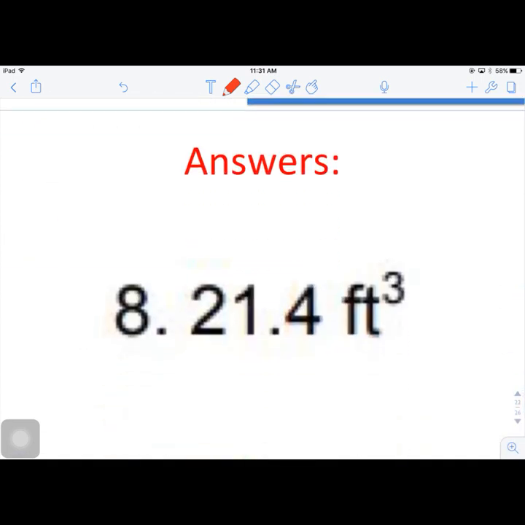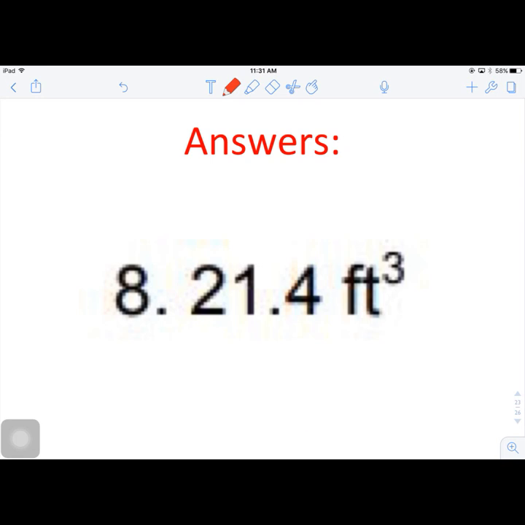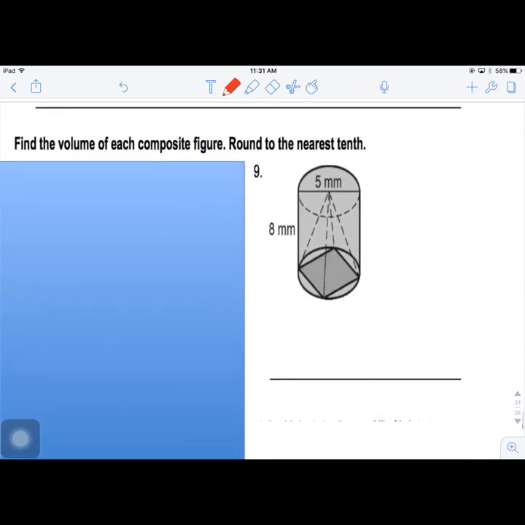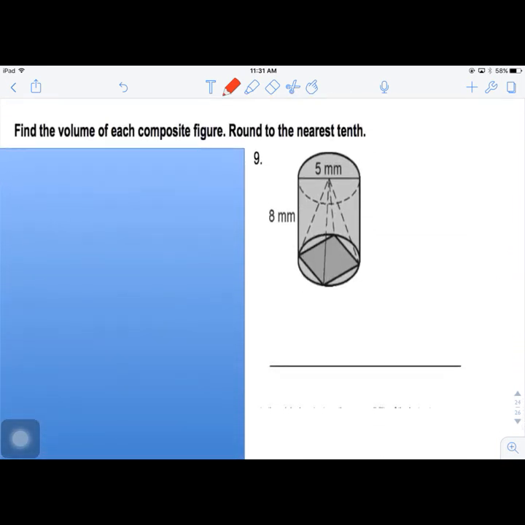And there's our answer for the problem, 21.4. And you may go ahead and pause the video at this time to see if you can try this problem first before you actually check the answer. So go ahead and try it right now.